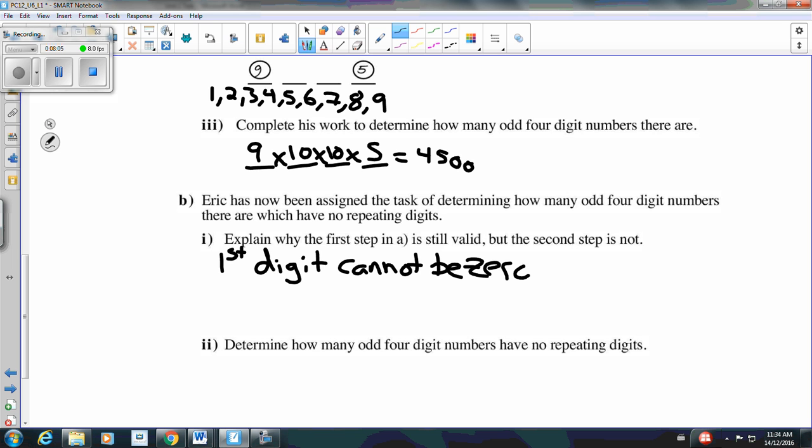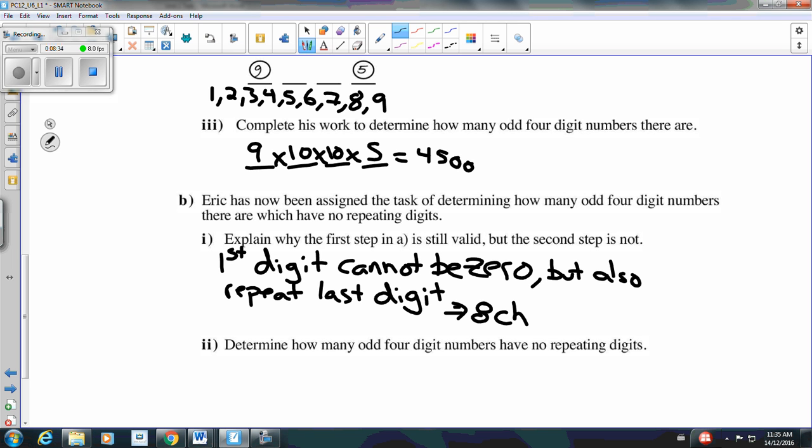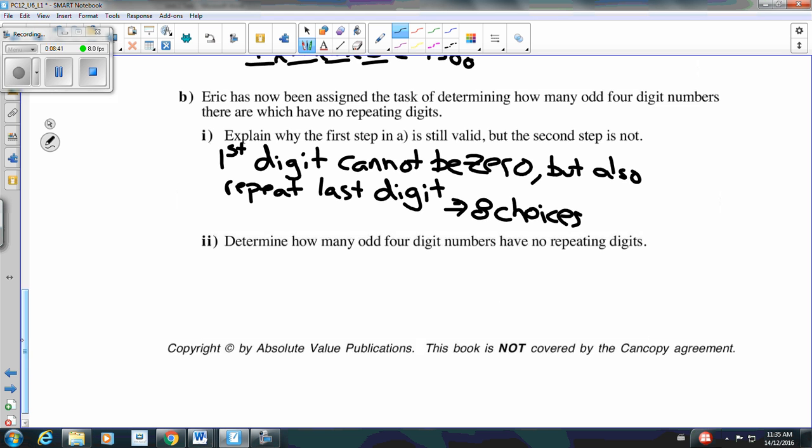But we now have an additional restriction because we know we can't repeat things. So not only can that first digit not be 0, but it also can't be the last digit. We also can't repeat the last digit. So now instead of having 9 choices, we have 8 choices. We can't use 0 there, and we also can't repeat the digit we used in our last spot.